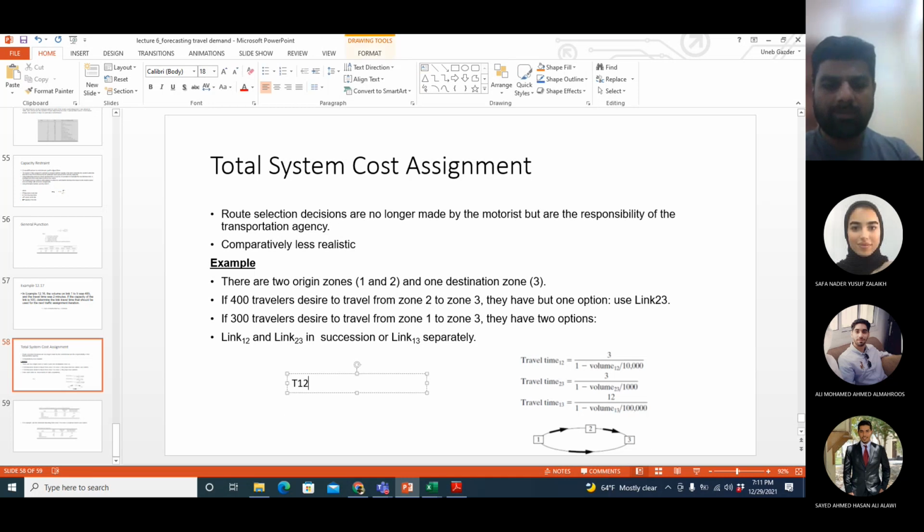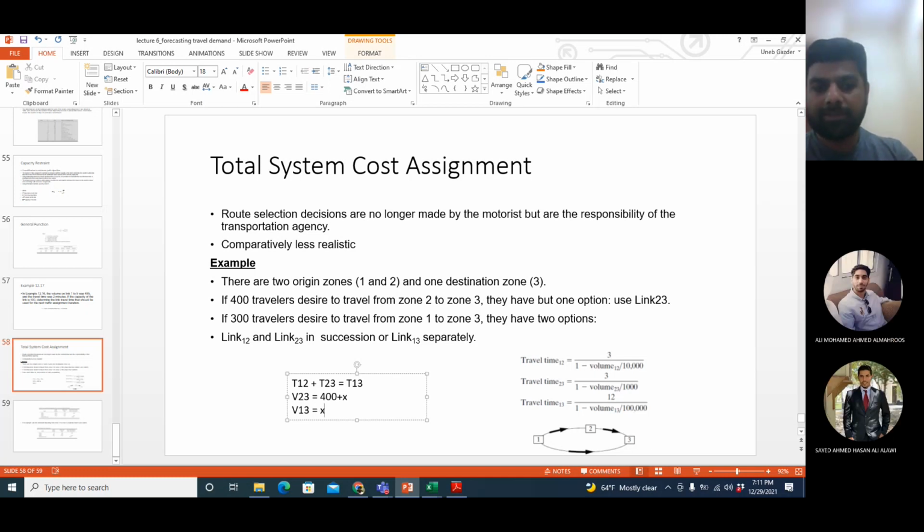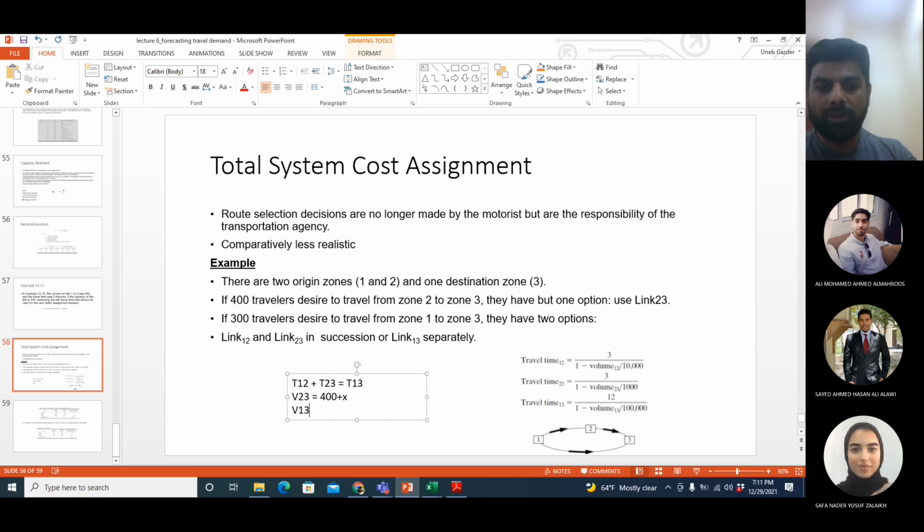Travel time 1 to 2 plus travel time 2 to 3 equals travel time 1 to 3. Okay, so we already know volume 2 to 3 is equal to what? 100 plus, let's say, x. What is x? People who are going from 1 to 3 using this route. Okay, what is volume 1 to 2? That is x.